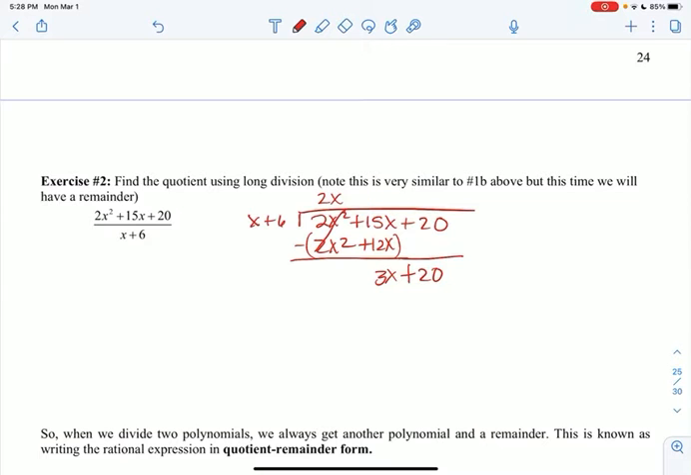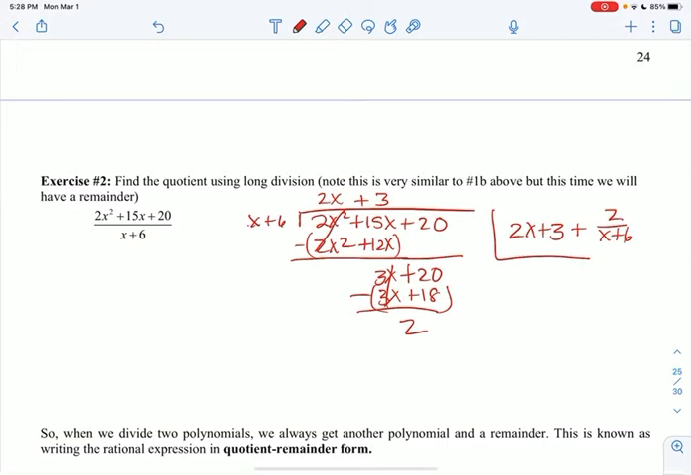I'm just looking at the first terms. x goes into 3x 3 times. 3 times x is 3x. 3 times 6 is 18. I subtract, and I'm subtracting the whole thing. The 3x is canceled. 20 minus 18 is 2. So basically my answer is 2x plus 3, plus the remainder, 2 over x plus 6. So the remainder of 2 is over the original denominator, 2 over x plus 6.